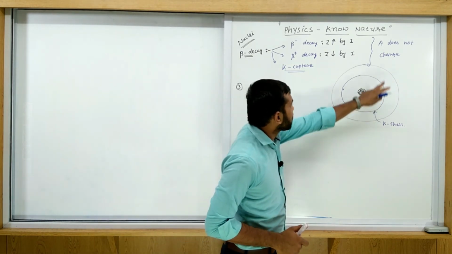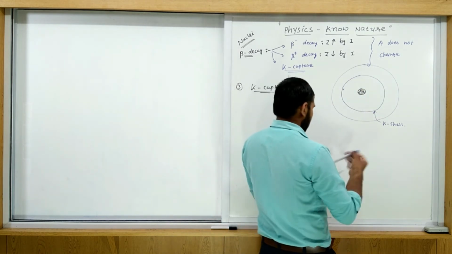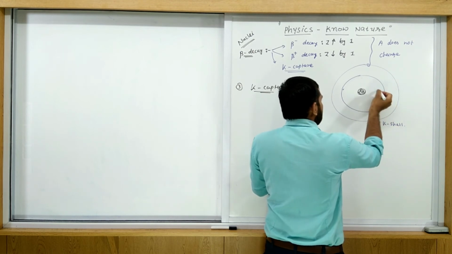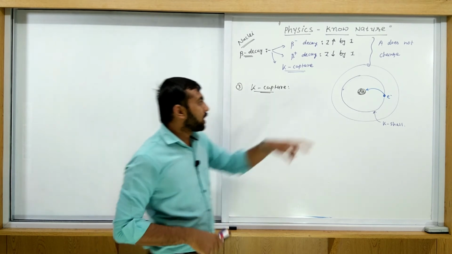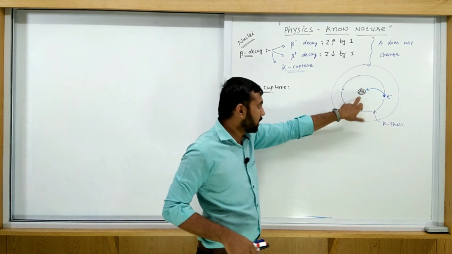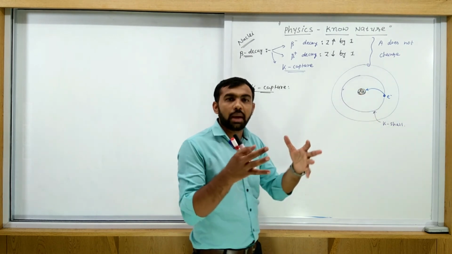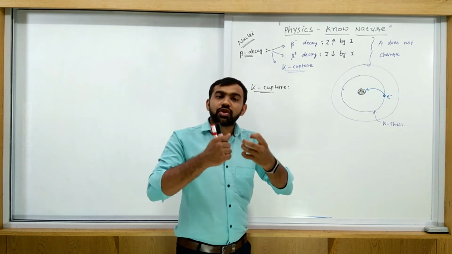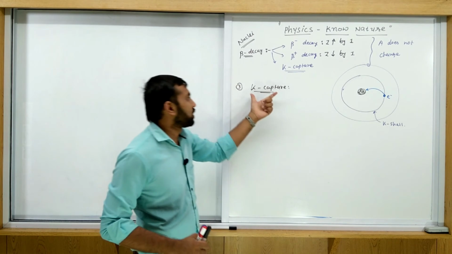See, if any electron of the K shell just jumps into the nucleus, meaning it is captured by the nucleus, then this type of process is called a K capture.